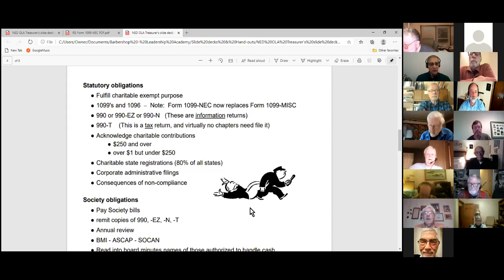The next form we might have to file is called a 990T. Now, the Treasurer's Manual incorrectly refers to this as Schedule T. It's not a schedule, it's a form. 990T is a standalone form, and it's a tax return.